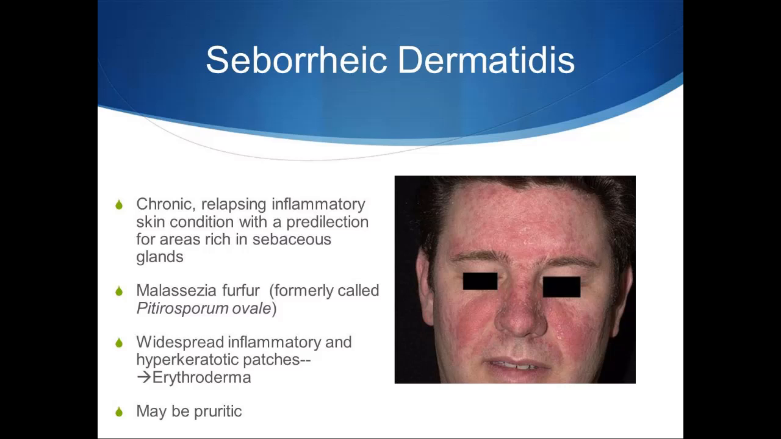Similar is seborrheic dermatitis, which is a chronic relapsing inflammatory skin condition with a predilection for areas rich in sebaceous glands. It's mainly caused by a normal skin inhabitant, which is Malassezia furfur, a lipophilic yeast, and leads to widespread inflammatory and hyperkeratotic patches, even erythroderma. Seborrheic dermatitis can be itchy sometimes.